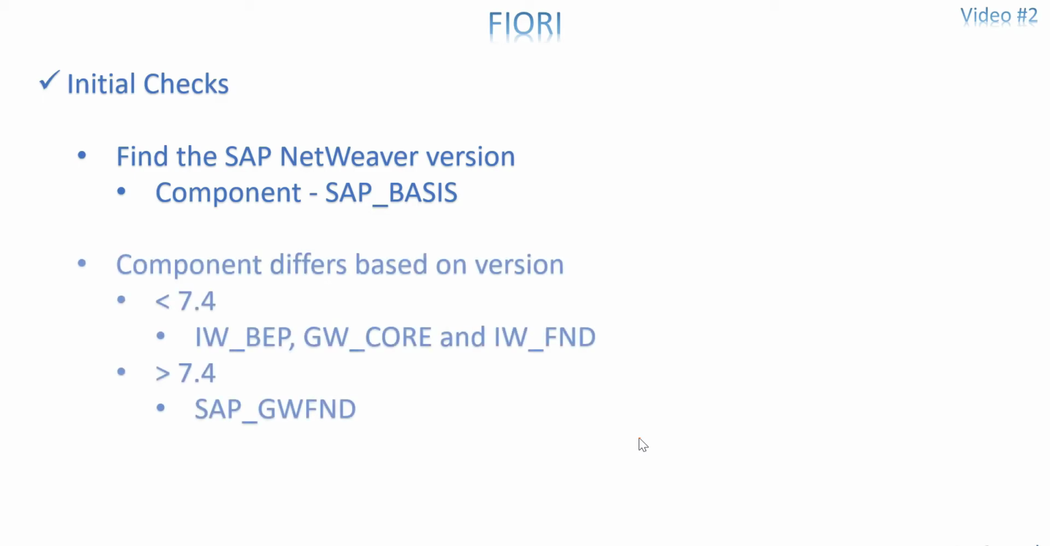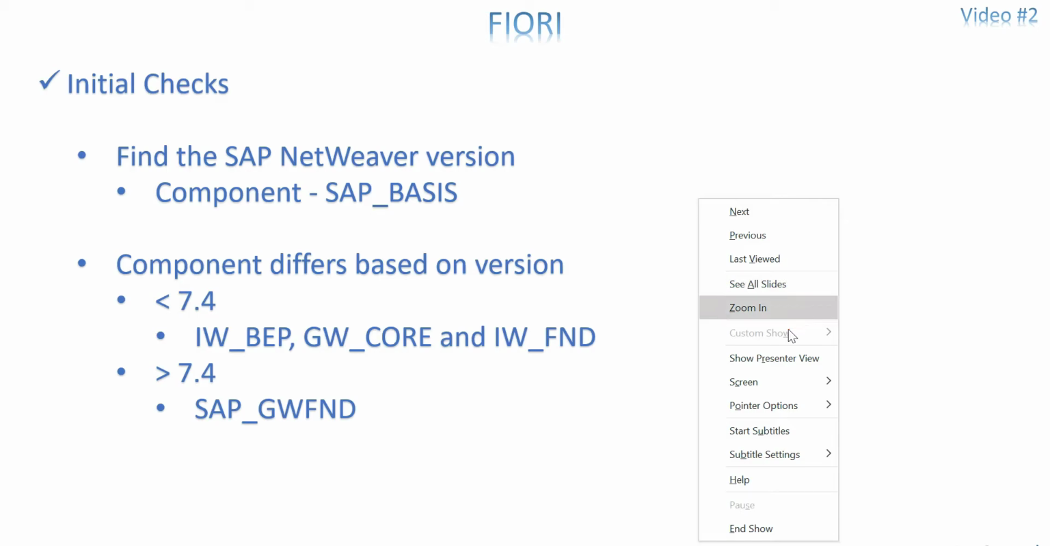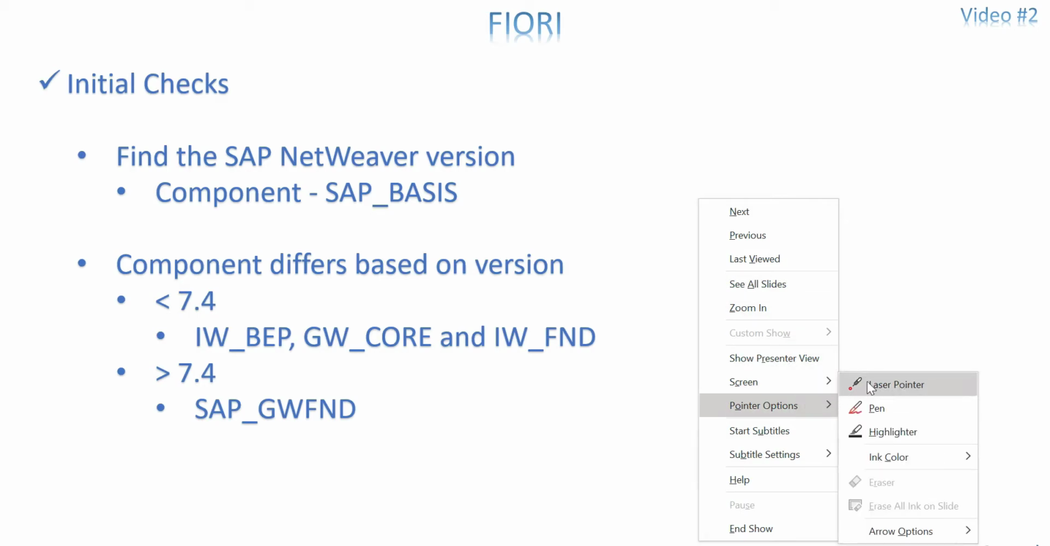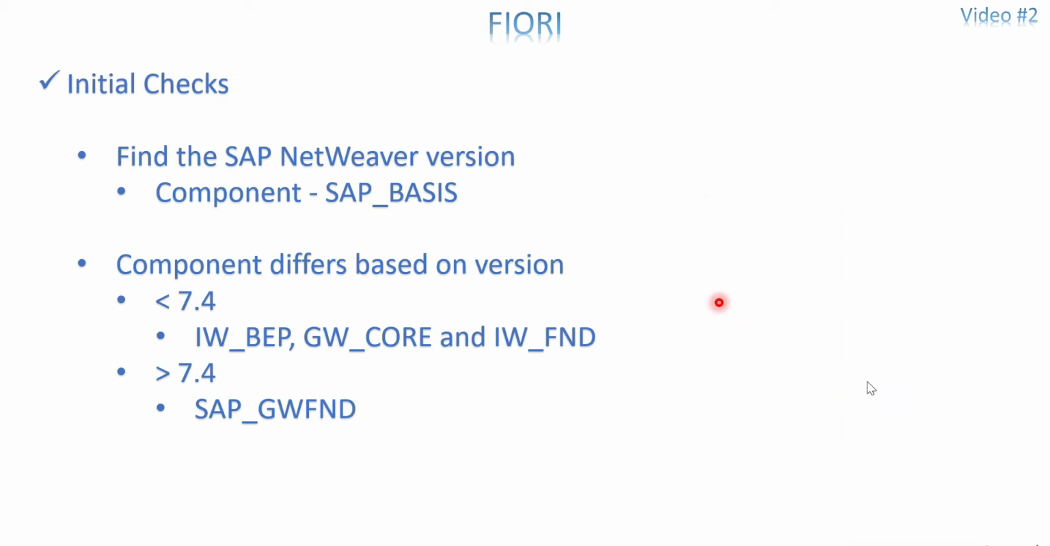Because mostly the components differ between your NetWeaver versions. So for example, in versions less than 7.4, the gateway component is actually three components to be involved in your system to begin with the Fiori application, and after 7.4 they made it into one: SAP_GWFND. So if this component is available, you're good to go with most of the Fiori applications. Okay. So just try to understand what the components or versions of the system are which you are working on, whatever system you are.